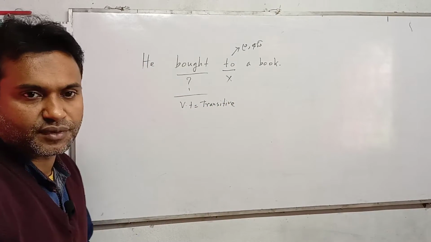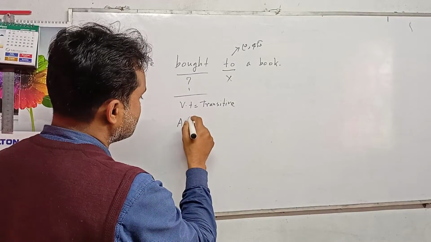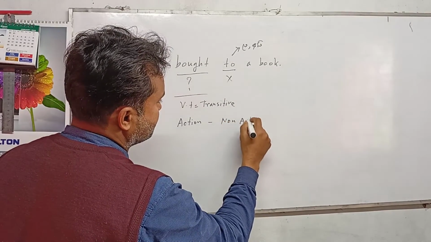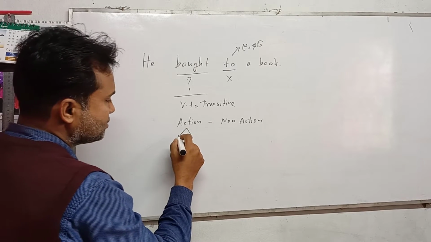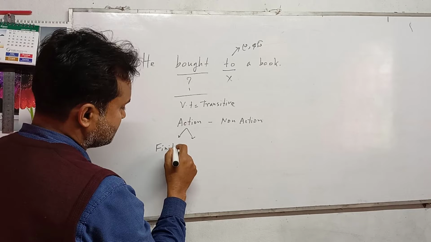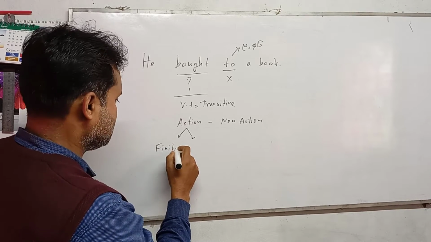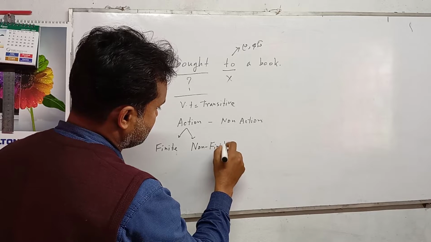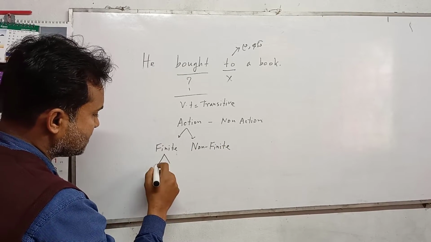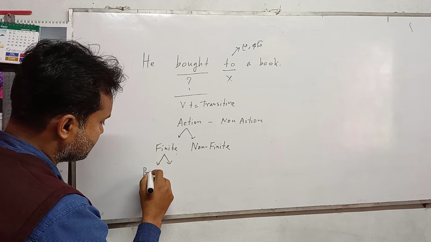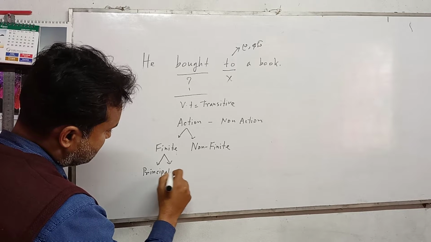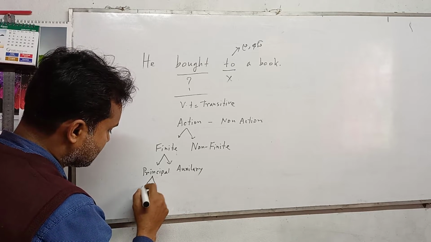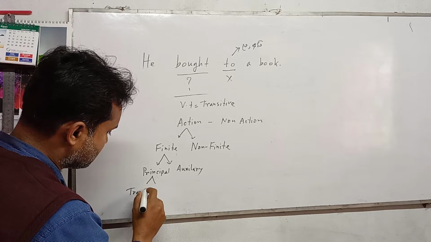So transitive verb, from where do we have it? For example, first one is action, another one is non-action. And next, action verb is two types: one is finite, and next one is non-finite. And finite verb has two types: one is principal, another one is auxiliary. So principal verb has two types: one is transitive, another is intransitive.